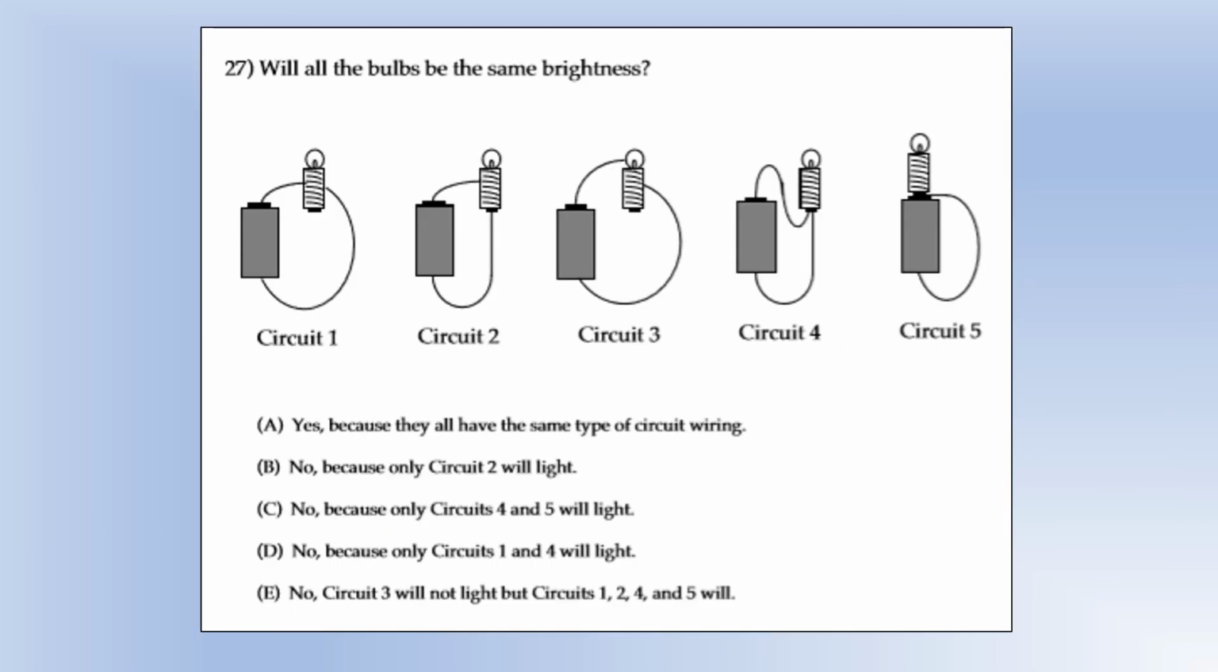27. Will all the bulbs be the same brightness? So take a look through the options, then we'll see what the answer is. Okay, so the answer is no, because only one of these circuits will actually work. So circuit 1, that bulb is not connected in the circuit, it's only connected in one terminal. Circuit 2 will work, it's connected in 2 terminals, so that's fine.